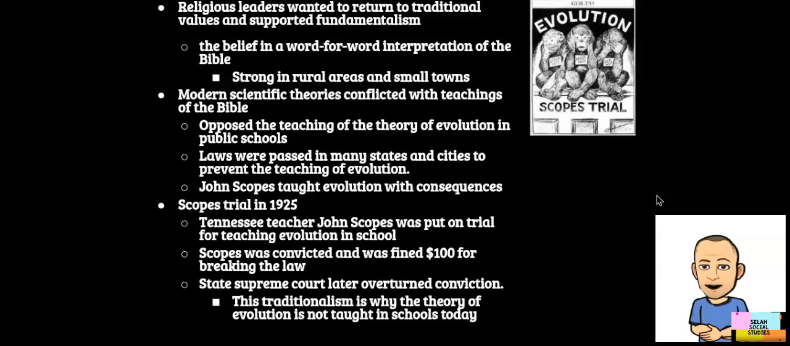Ultimately, in the end of the trial, Scopes was found guilty and forced to pay a fine of $100, which is about $1,500 in today's inflation, for breaking the Butler Act, which forbade the teaching of evolution in publicly funded schools. The state would eventually repeal the Butler Act and overturn Scopes' conviction, but many scholars today argue that the result of the Scopes trial is the reason why the theory of evolution is not taught in schools today.